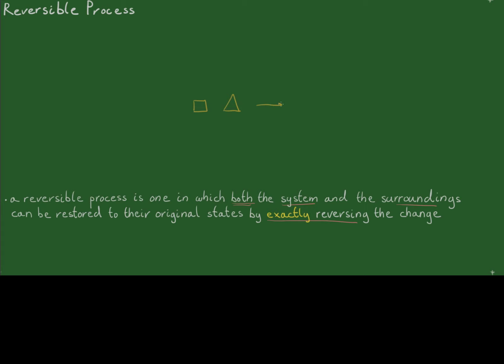So let's look at these two blocks. I can put them together to form this house shape here. So the blocks themselves are the system, and these two states are the initial state and the final state. And I, the person who is putting the blocks together, am the surroundings. So we can say that the surroundings have done some work on the system, and as a result, the state of the system has changed. We have gone from initial to final state.